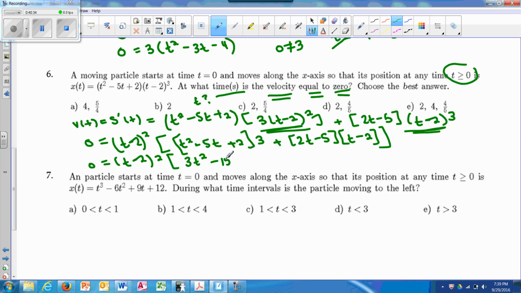So 0 equals t minus 2 squared, and I have to start simplifying so that I can see if I have any other zeros. So I'm distributing the 3.